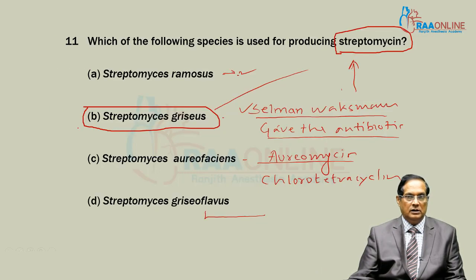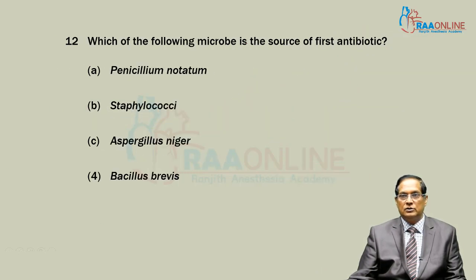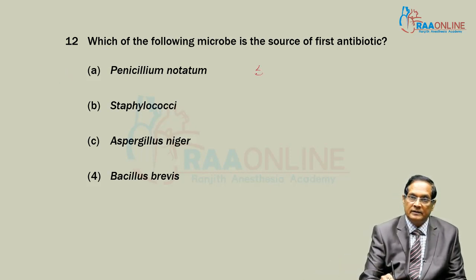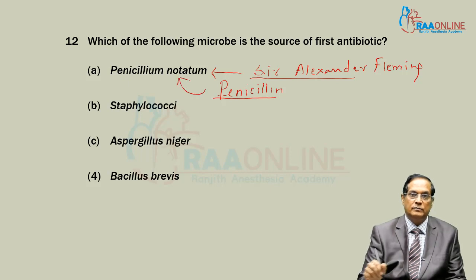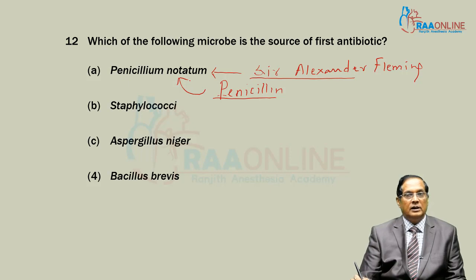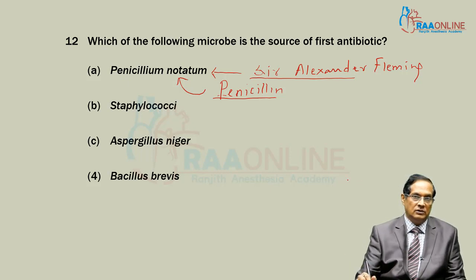Question number 12. Microbe is source of first antibiotic. First antibiotic was discovered by Sir Alexander Fleming. And he discovered penicillin antibiotic. And obtained for the first time from Penicillium notatum. And this penicillin is extensively used nowadays also.